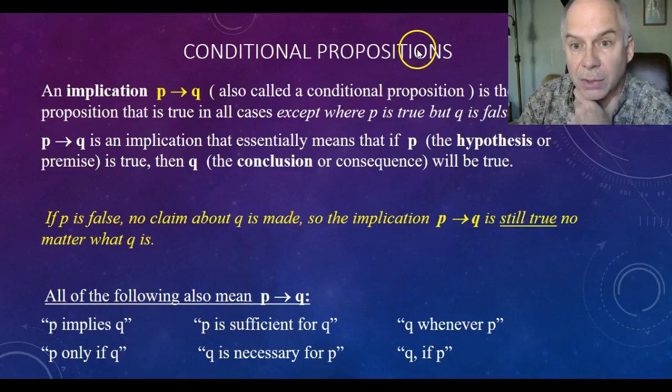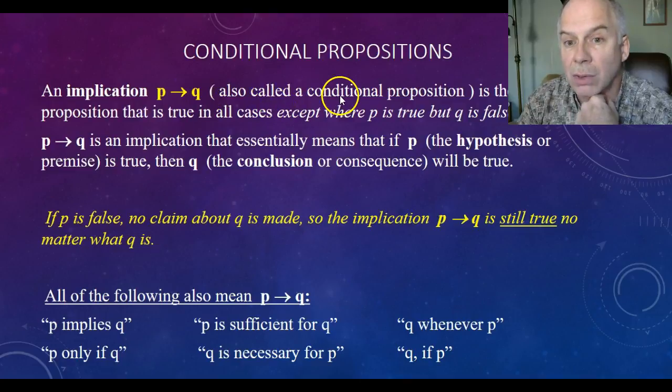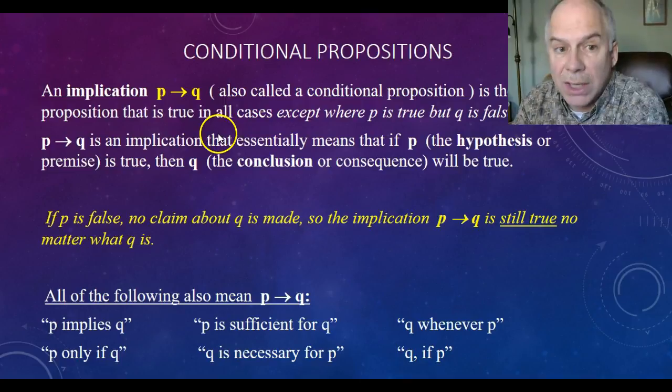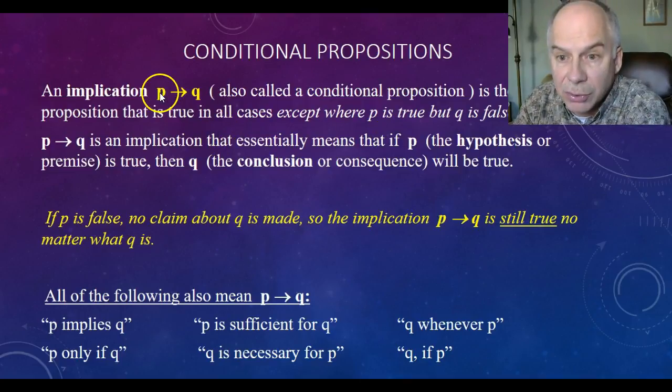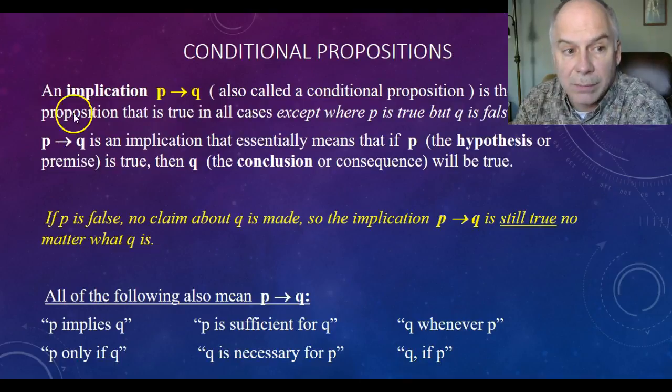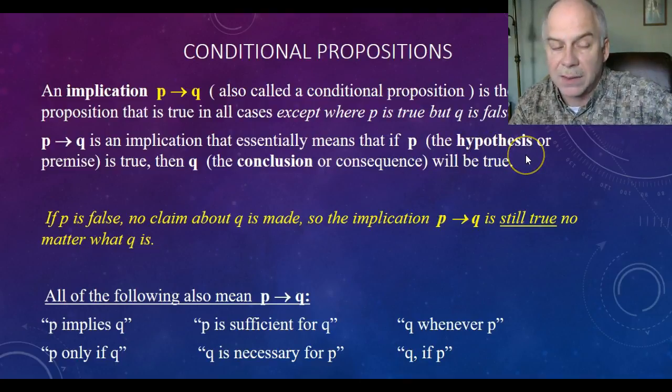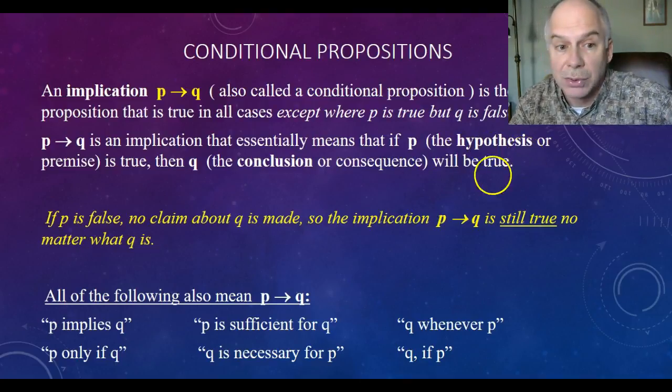Let's look at a conditional proposition. In implication, P implies Q. That's how we say that. P arrow Q, also called a conditional proposition, is the proposition that is true in all cases except where P is true but Q is false. P implies Q is an implication that essentially means that if P, the hypothesis, or called the premise, is true, then Q, the conclusion or consequence, will be true.